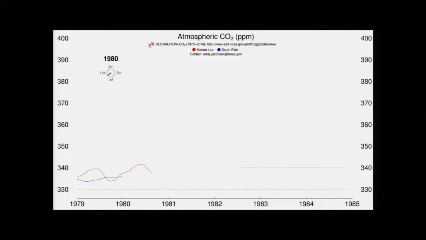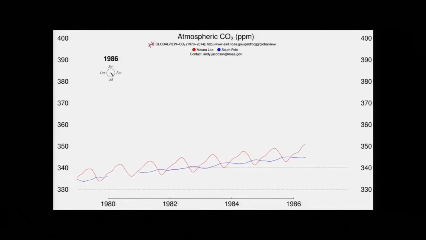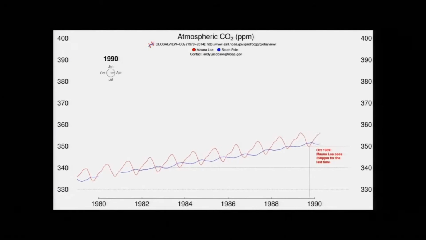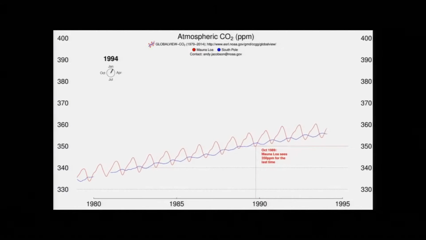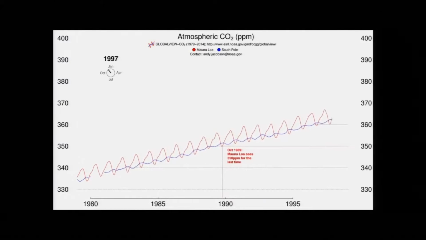So if you look at this, summertime is low, winter is high, but carbon dioxide concentration from the 1980s keeps on going up. The blue color is the South Pole, at the opposite end from Mauna Loa, which was measuring. So summer is up high.